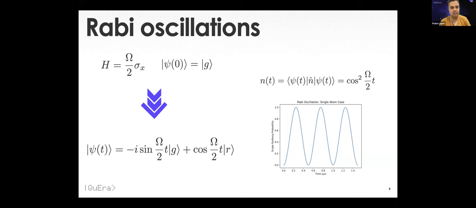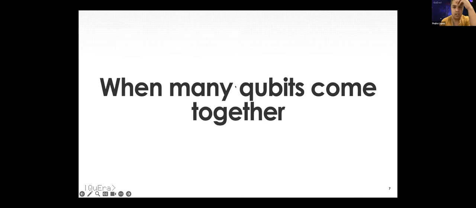I think that this is our first end-to-end simulation on blockade, and it's teaching us a little concept: this Rydberg blockade. So this is what we are going to discuss right now. What happens when many qubits come together? We just thought about what happens with two qubits, but what if we put in more qubits?